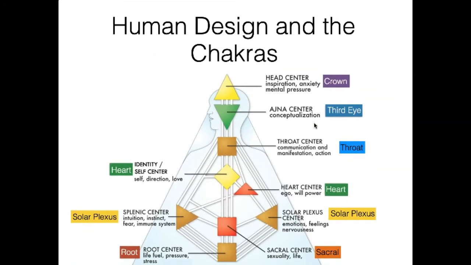Next, you'll see how it relates to the chakra system. So again, they're very similar, except chakra system is based off of 7 chakras. Human design is currently based off of 9 centered beings. And with our current evolutionary point in time, we are actually developing into 12-centered beings between now and 2027.